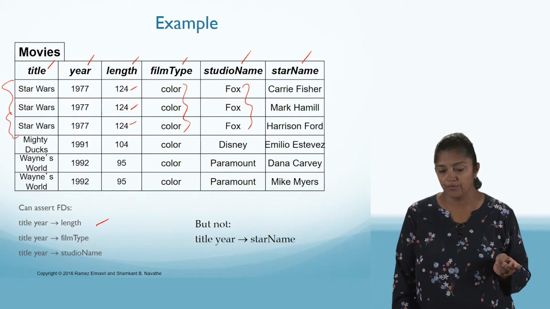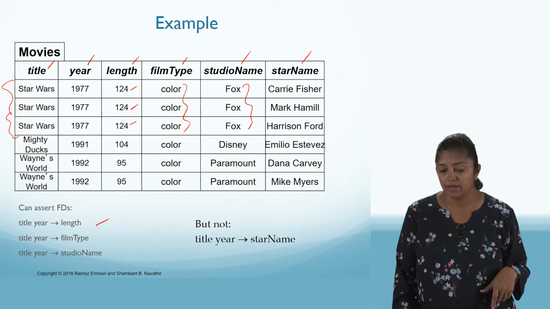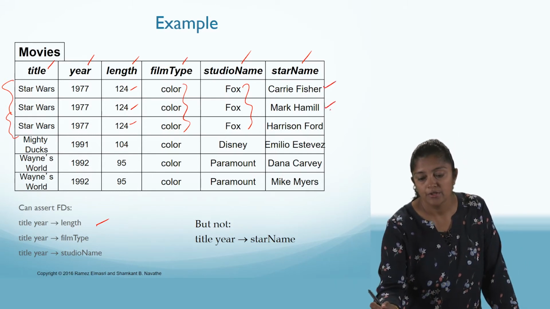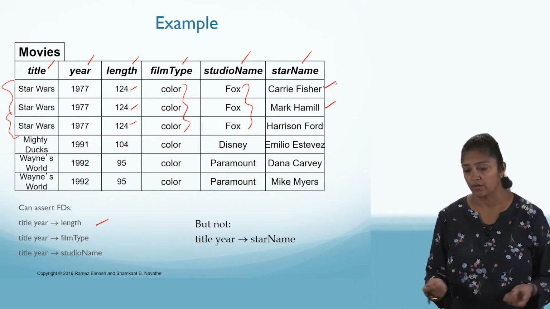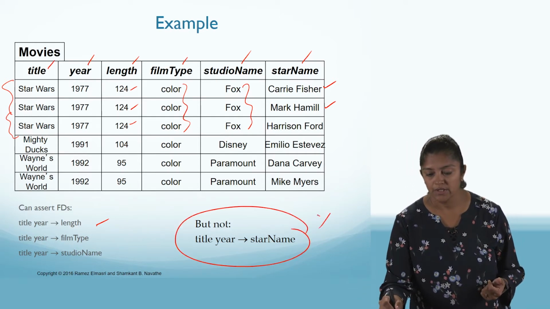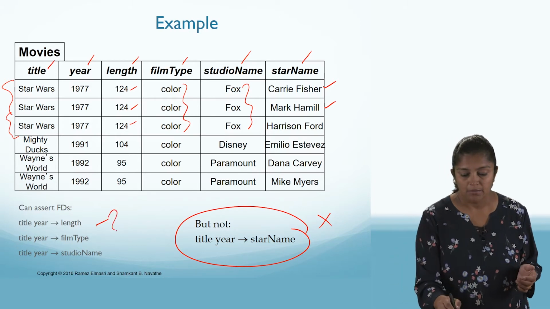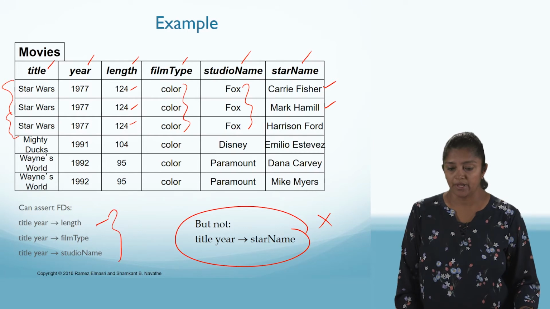But if you look at title and year, Star Wars 1977 doesn't necessarily determine the star name, because the same movie could have two actors, and so there's a different star name in the last column. So this last one is not a functional dependency for this particular relation, but these first three that we saw are valid functional dependencies.